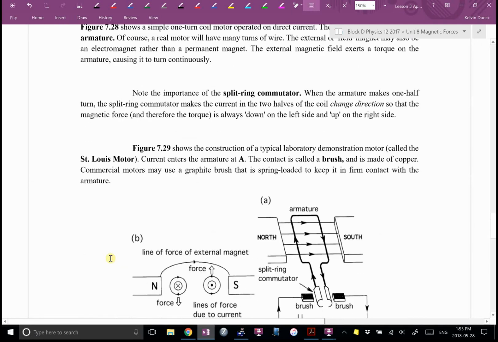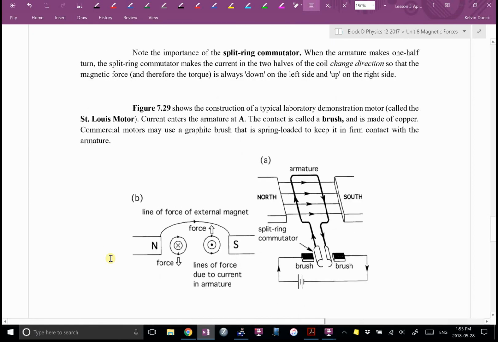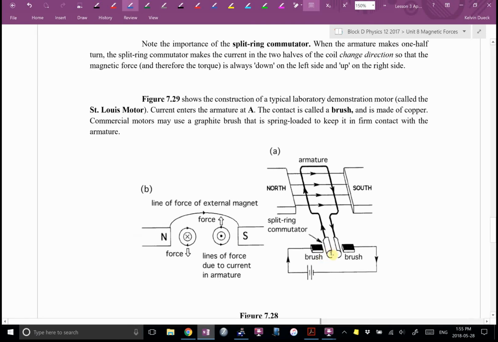So here is a simple one-turn coil motor. And what we do to get the current to automatically flip or change direction on its own is we actually have, you can imagine, 2 sort of hamburger buns on the end with no patty in the middle. We have a little gap right here. And what we have are some brushes right here so that as the motor spins, when this wire gets to this side, the current will now be flowing this way. When this wire gets to this side, the current will now be flowing that way.